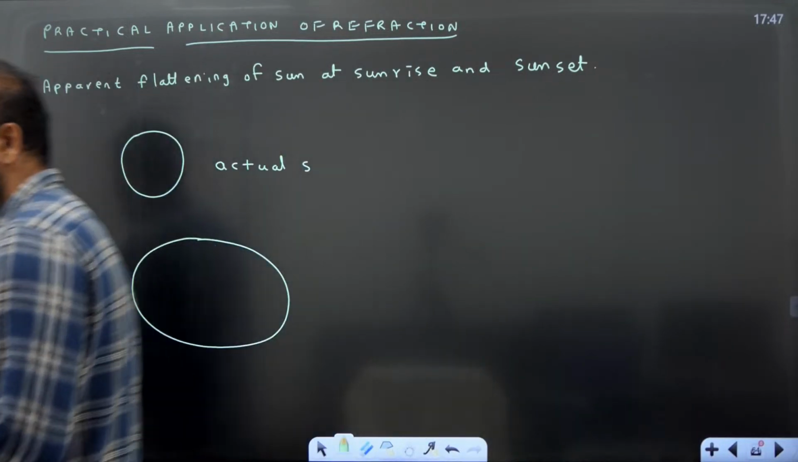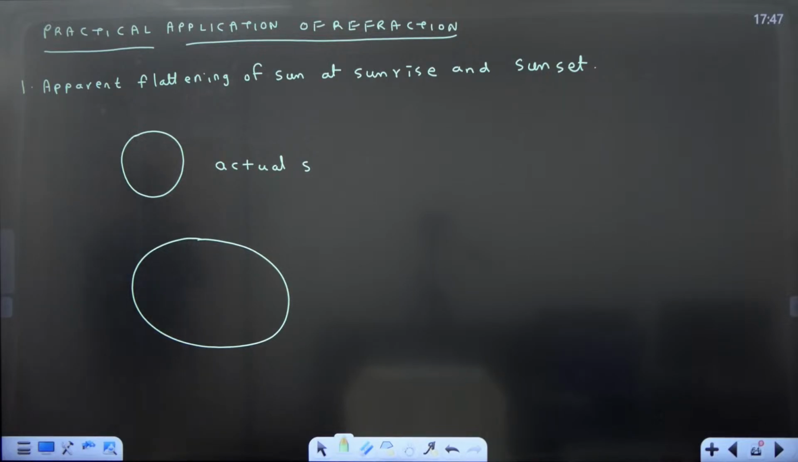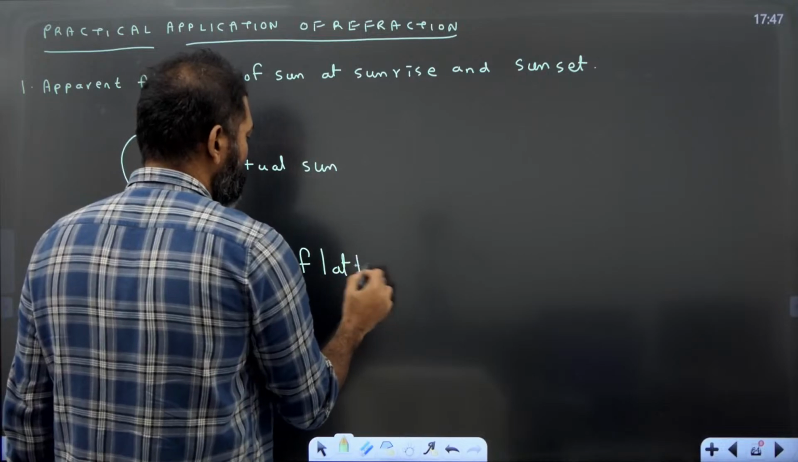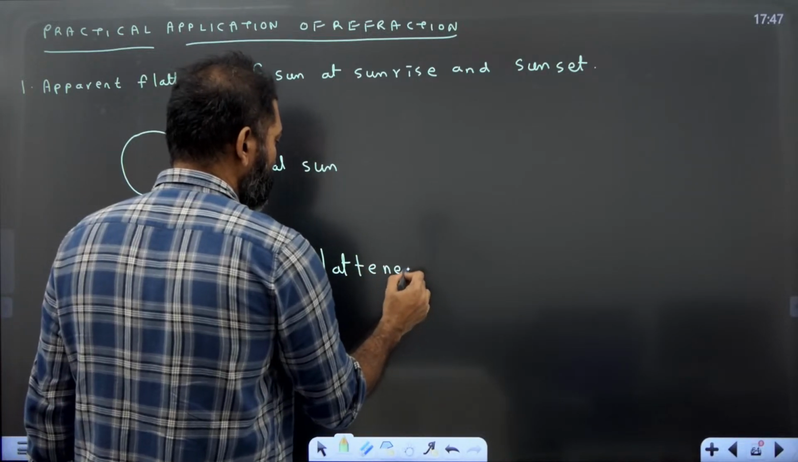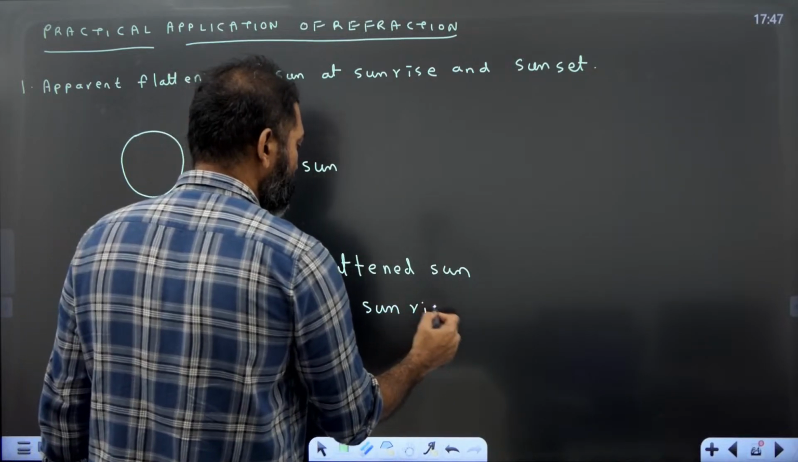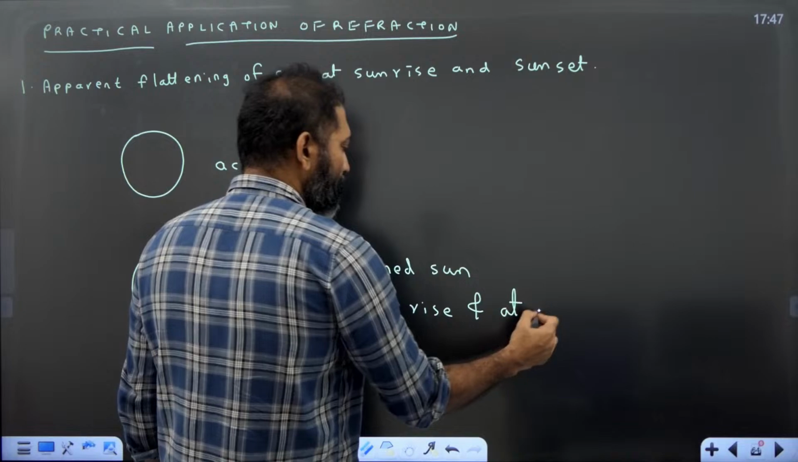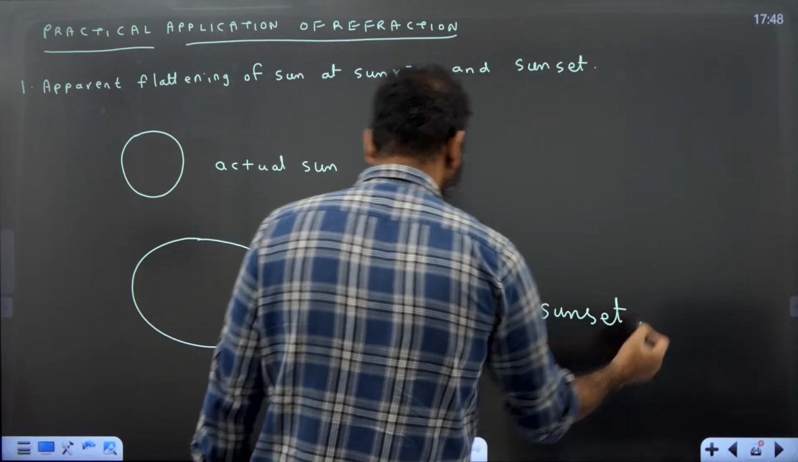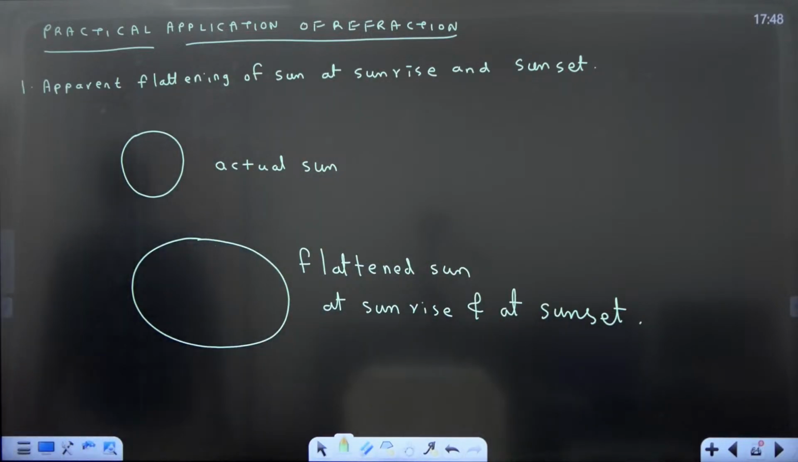Apparent flattening of sun at sunrise and sunset. Actual sun, flattened sun at sunrise and at sunset.